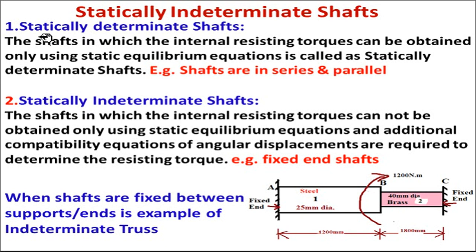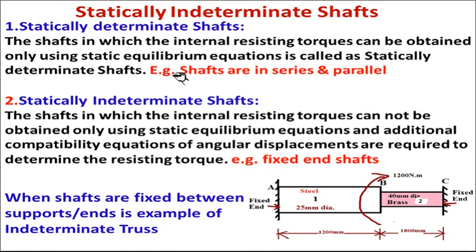So the first type is statically determinate shafts. Its name itself indicates its meaning. Statically determinate shafts means the shaft in which the internal resistant torques can be obtained using static equilibrium conditions. Such shafts are called statically determinate shafts. These shafts can be analyzed just by using static conditions, that is, the three conditions of equilibrium.